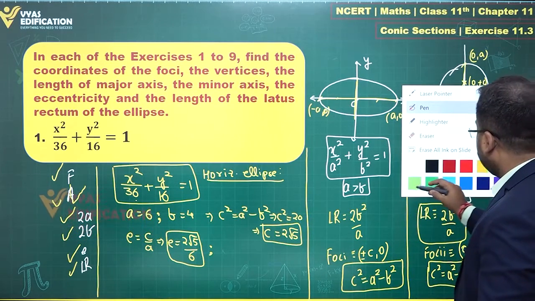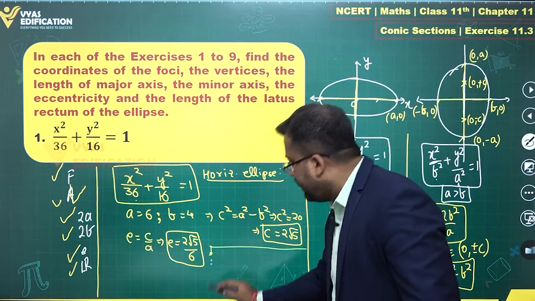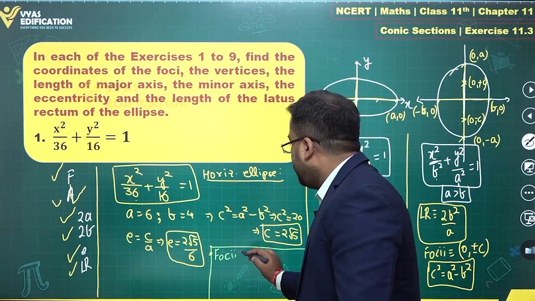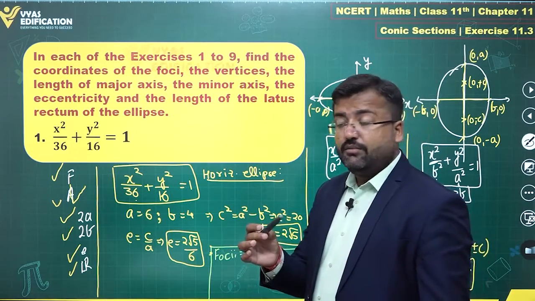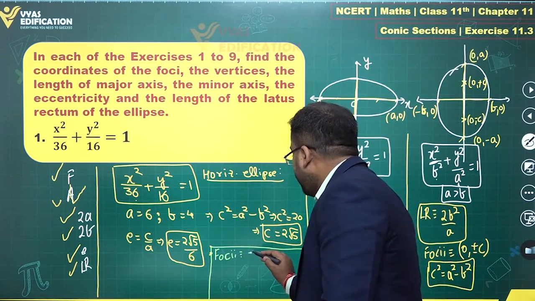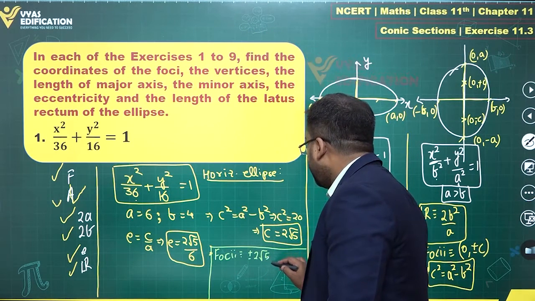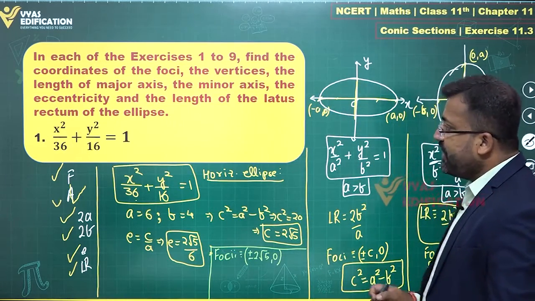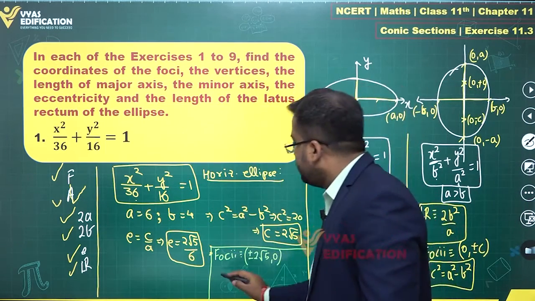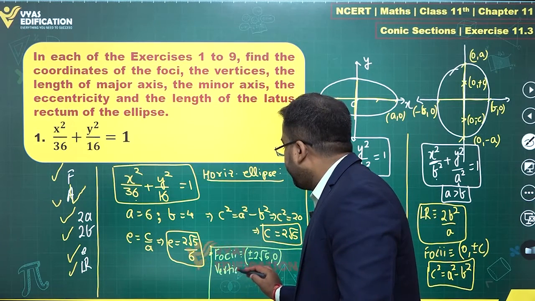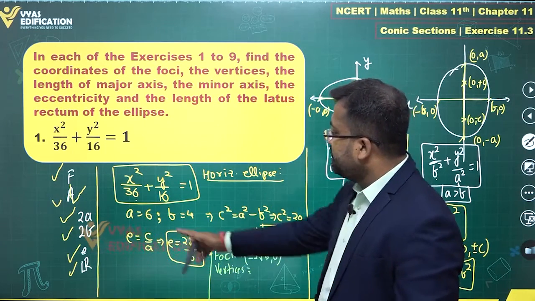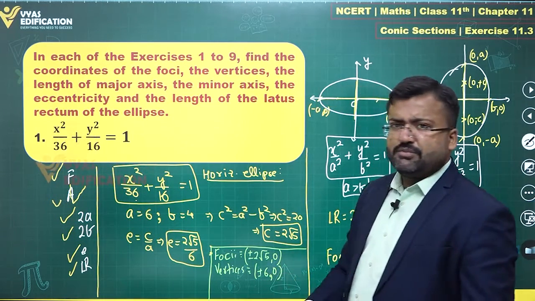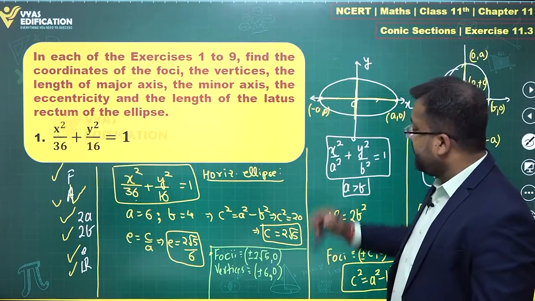So let me write the answer after this. The final answer that can be written over here will be foci. Foci will be plus minus c comma 0. So plus minus 2 root 5 comma 0. These will be the foci for this horizontal ellipse, right? Next, the vertices. Vertices will be plus minus a comma 0, that is plus minus 6 comma 0. One of them is plus 6 comma 0, the other is minus 6 comma 0.